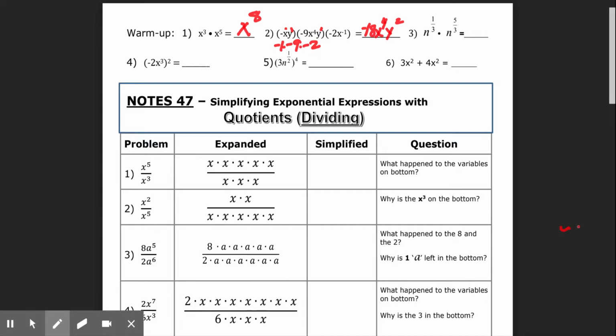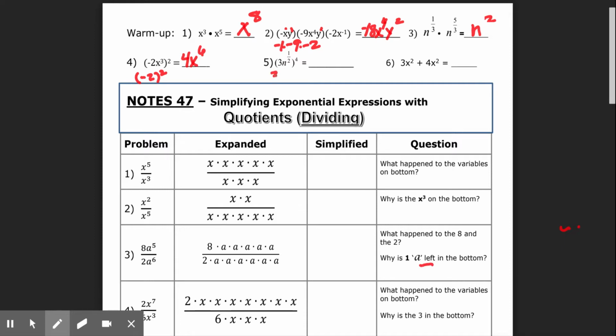Number 3, we add 1/3 plus 5/3 is 6/3, which 6 divided by 3 is 2. So this will give us n squared. Number 4, we've got -2 is going to be squared. So that's -2 times -2, which is +4. And then power to power, we multiply the power. So 3 times 2 gives us 6. So this will be 4x to the 6th power.